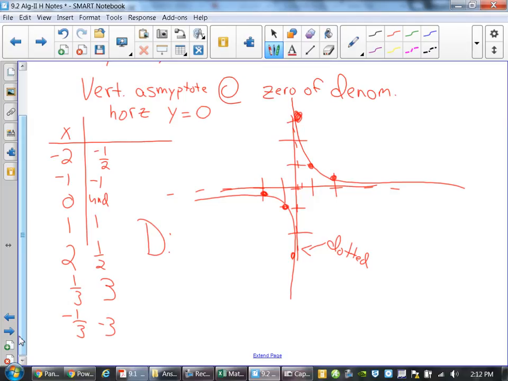Asymptote is a value that you're approaching, but you're never going to get there. It's like this. I'm not touching you. I'm not touching you. Can you infinitely get closer to something without ever getting to it? Yes, because you can always take half of a number. That's the idea. Yes, sir.